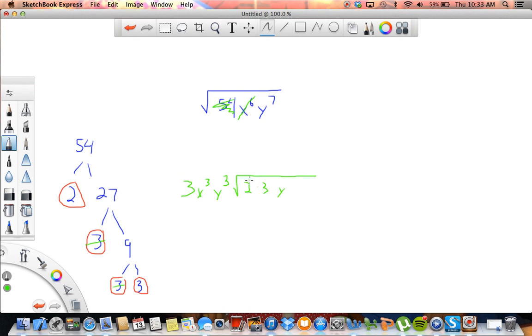So now we've got to come down and simplify this, and the way to simplify this, 2 times 3, I'm just going to erase this and write it in here. 2 times 3 is going to give me 6. So we have 3x to the 3rd, y to the 3rd times the square root of 6y. That's a tough one. There's a lot of stuff going on there. That's why I like to go through and scratch numbers out as I use them. That way I know I'm done with them.